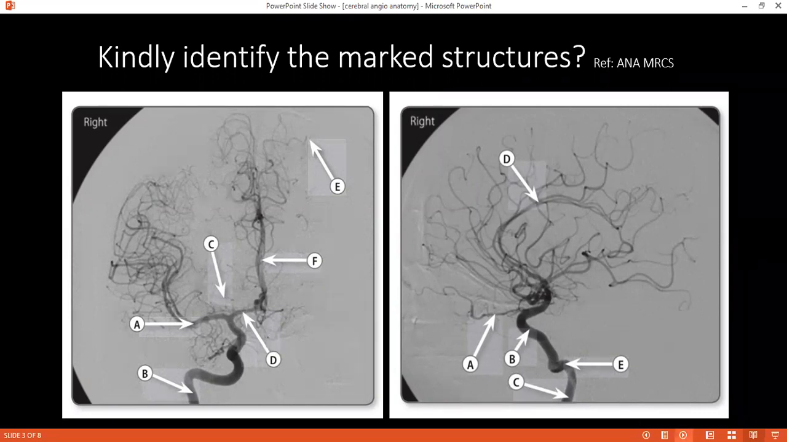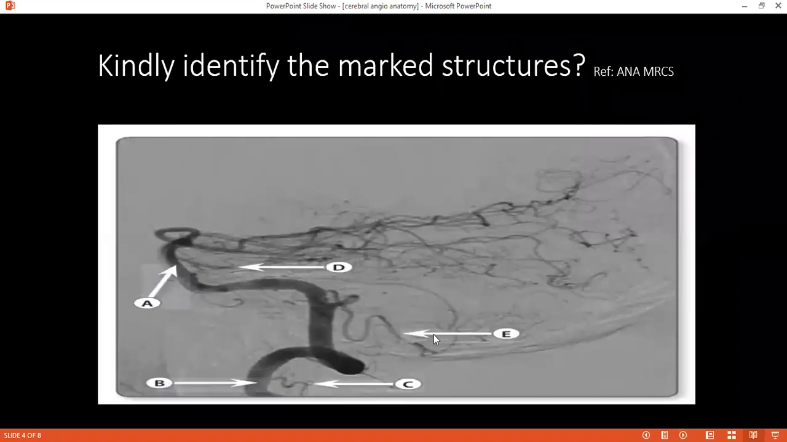All right. Okay. Can you please identify the structures in this image from A to E, please? Yes, ma'am. It is again a carotid angiogram. A will be middle cerebral artery, and B will be internal carotid artery, and that is giving branches. Which branches? E will be middle cerebral artery, ma'am.